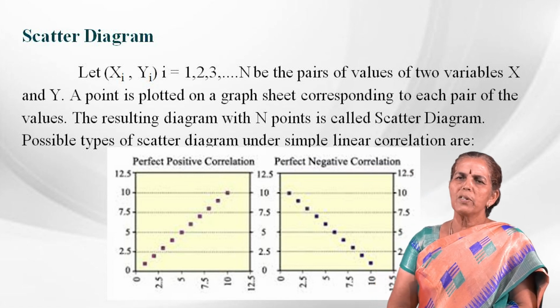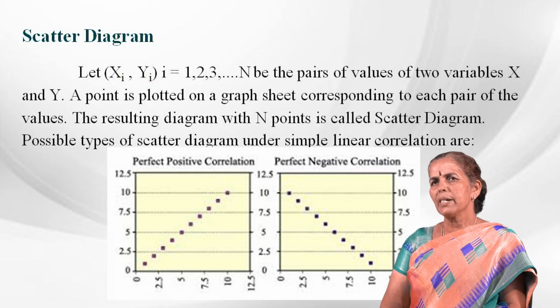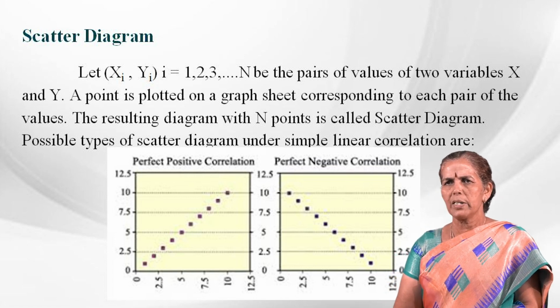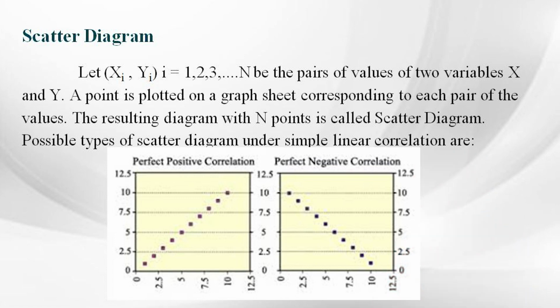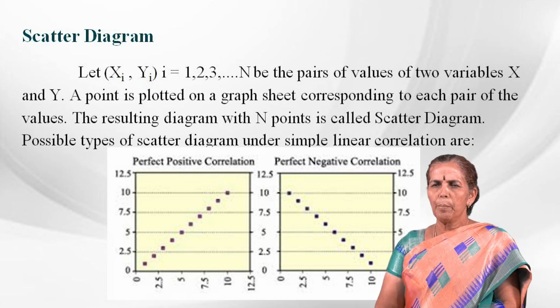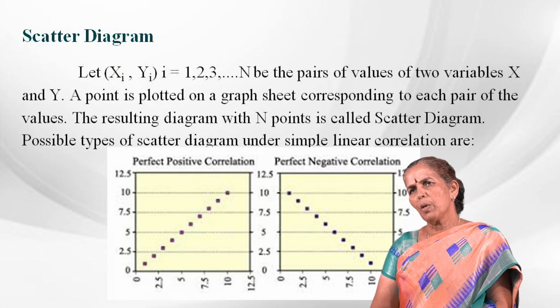We plot these points on the graph sheet. It is going on increasing direction. Okay, that is called perfect positive correlation. Next one is perfect negative correlation. In this, both the variables are moving in the opposite direction. When we plot all these points in the graph sheet, we will get the points falling down in a straight line. That is called perfect negative correlation.